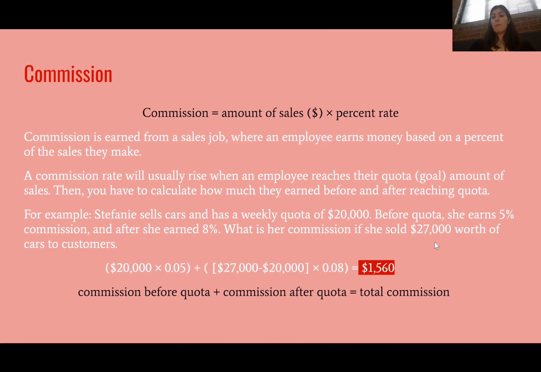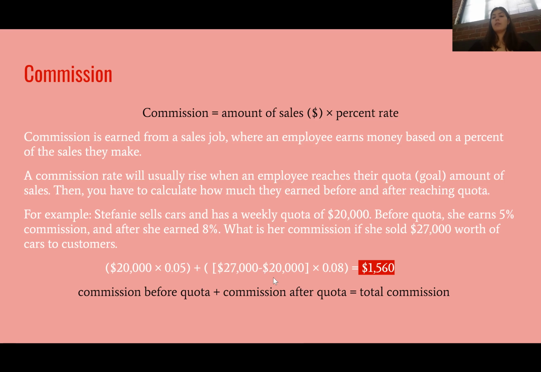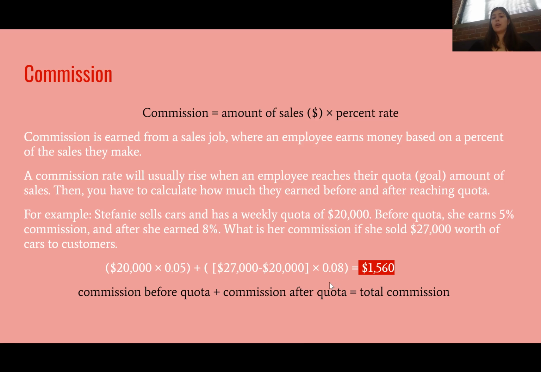But she sold more money past that. So we have to ask ourselves, how much more did she sell? Well, she sold $27,000 worth, and her goal was $20,000. So we're going to subtract that out, $27,000 minus $20,000. That's an extra $7,000 that she made past her goal, right? So now for all of that she sold past her goal, she earns 8% commission. So we're going to take that $7,000 that she earned past the goal, and we're going to multiply that by the 8% commission, which is 0.08. And that's going to be $560.